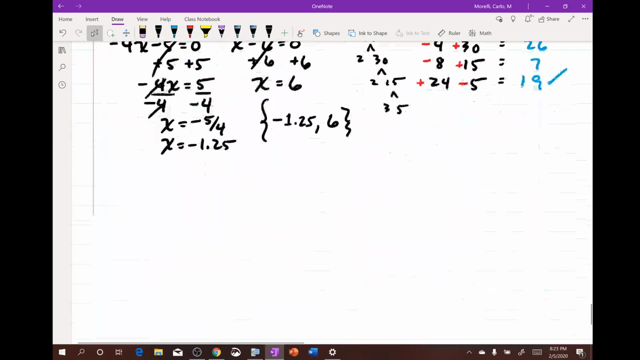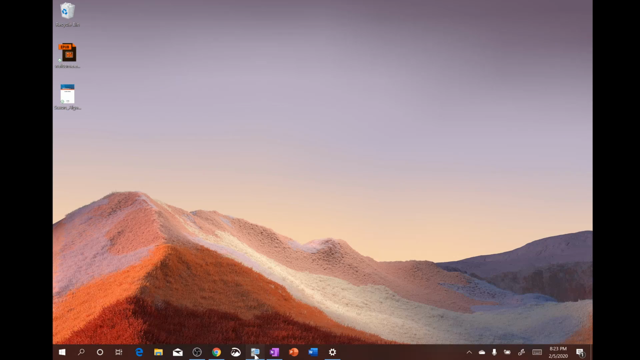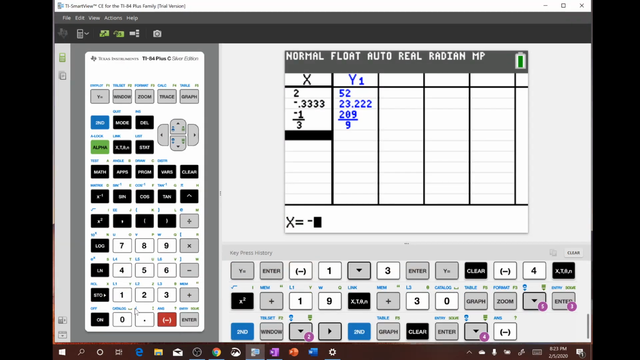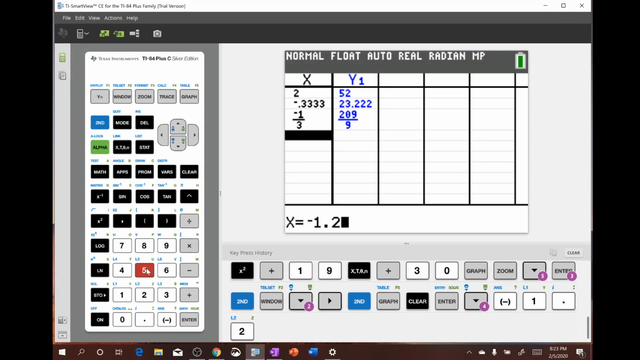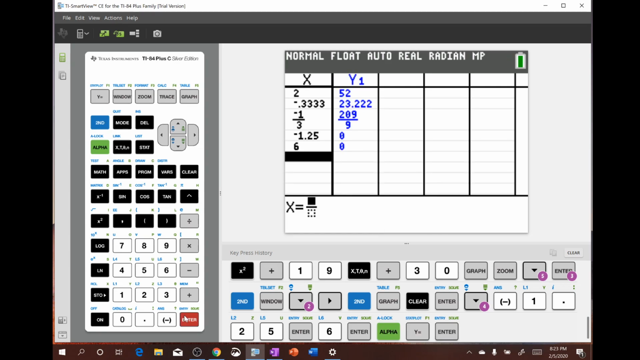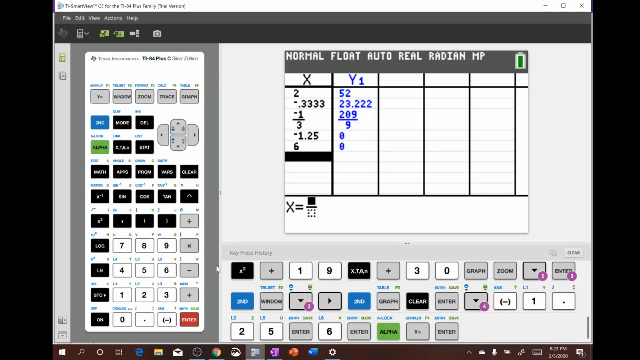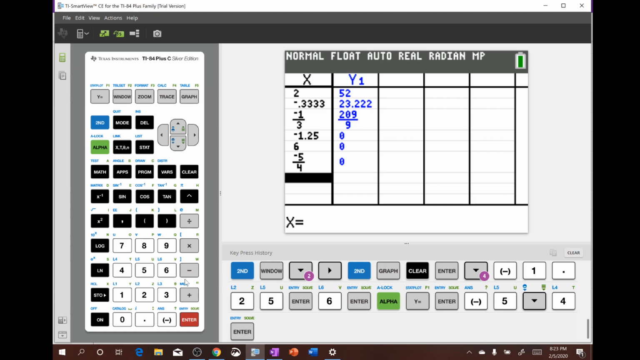We think the answers are negative 1.25 and 6. Okay, so we should be able to put in negative 1.25 and get 0. And we should be able to put in 6 and get 0. And remember, you could have just put in the fraction itself, and that was negative 5 fourths. So I could put in negative 5 over 4, and that would give me 0.